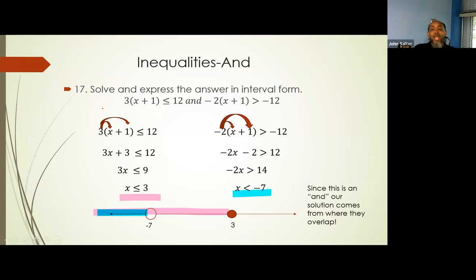Since this is our and, our solution comes from where they overlap, where are both of these things true at the same time. So basically from negative infinity, which is out here, all the way to right here at negative 7, but it doesn't include it. So it's going to be a parentheses, and infinity is always a parenthesis. So negative infinity, comma, negative 7.